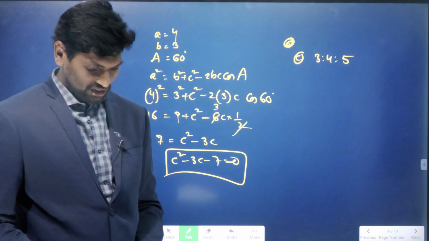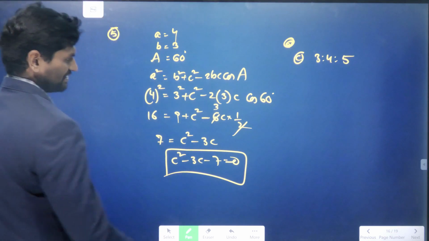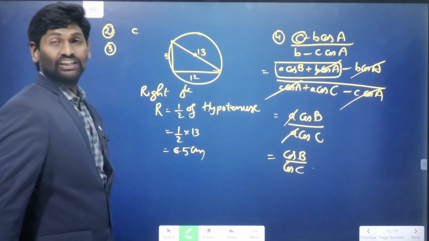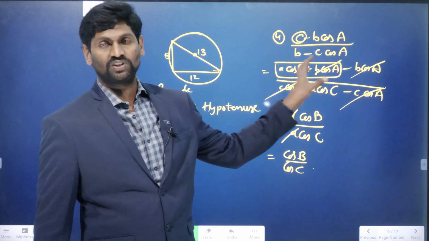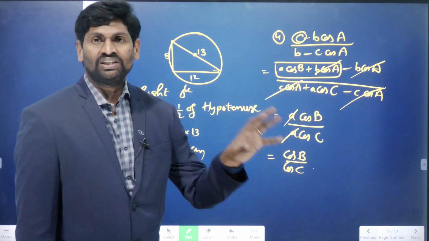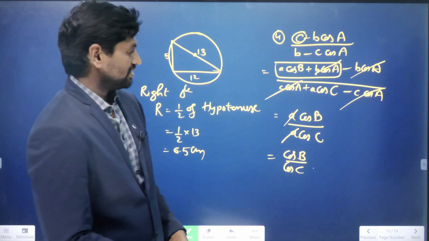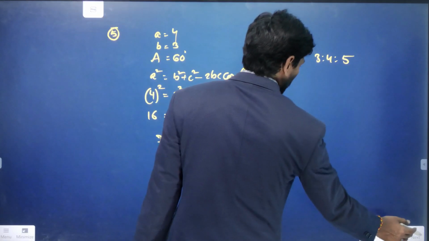Now let us go to the seventh problem. The seventh problem is the same as the fourth problem only. In the place of small c, how I applied the projection rule, you can try the seventh one by using the same method. So let us go to problem number 8.